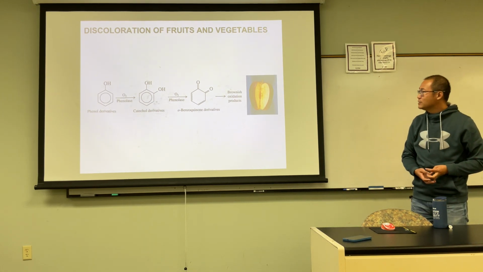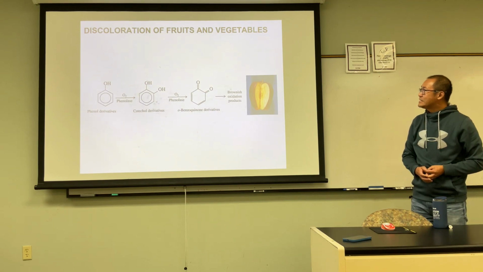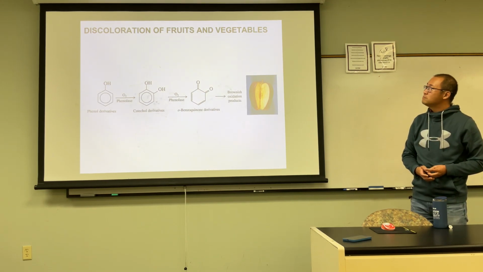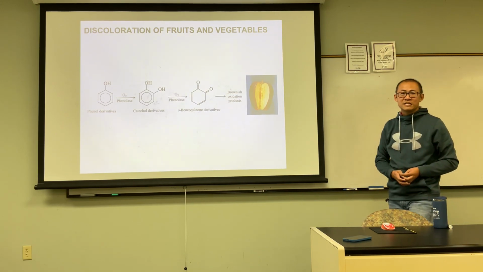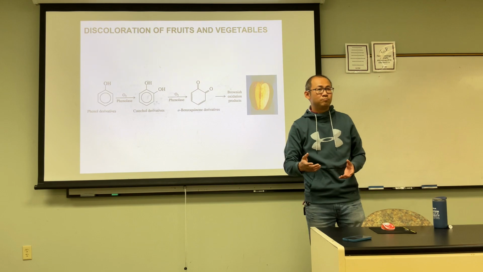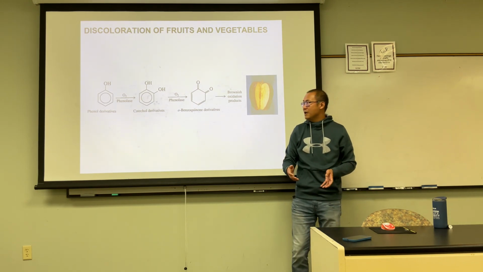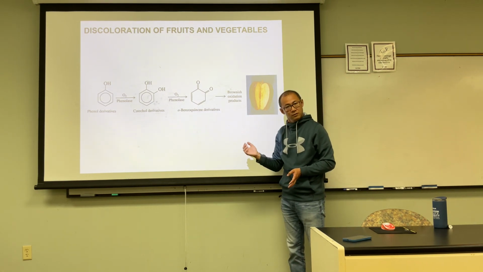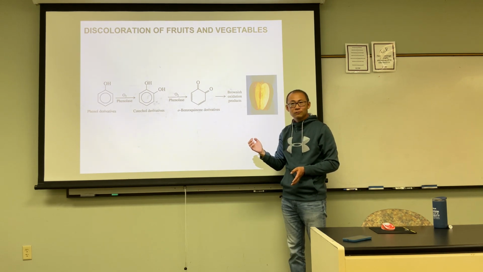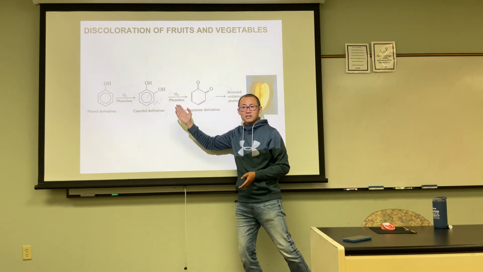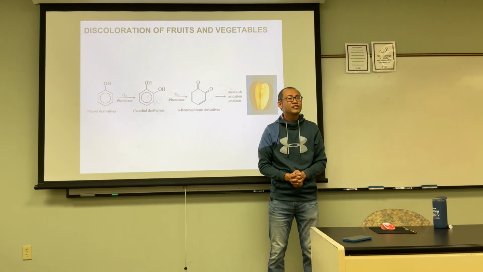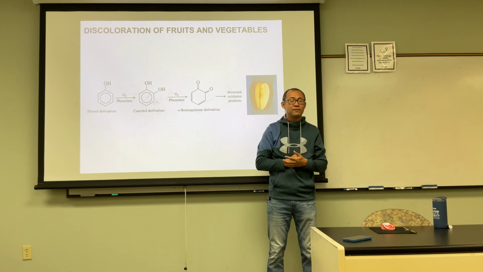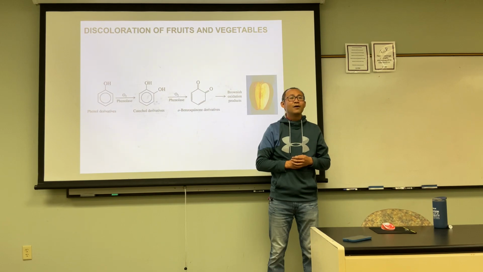This is the reaction showing the discoloration of some fruits, especially apple, right? You cut it open, you will see that the apple surface will become brown after a few minutes, and that reaction is shown here. The enzyme involved in this process is called phenolase. You don't need to know what phenolase is, but take a look at the reaction. What type of enzyme do you think phenolase is?